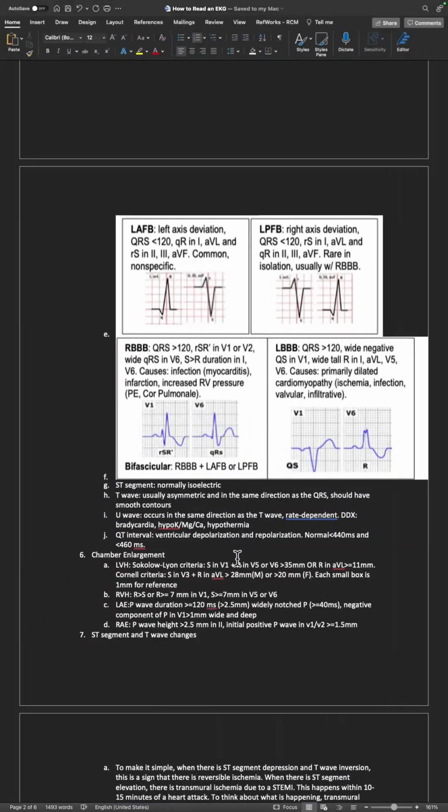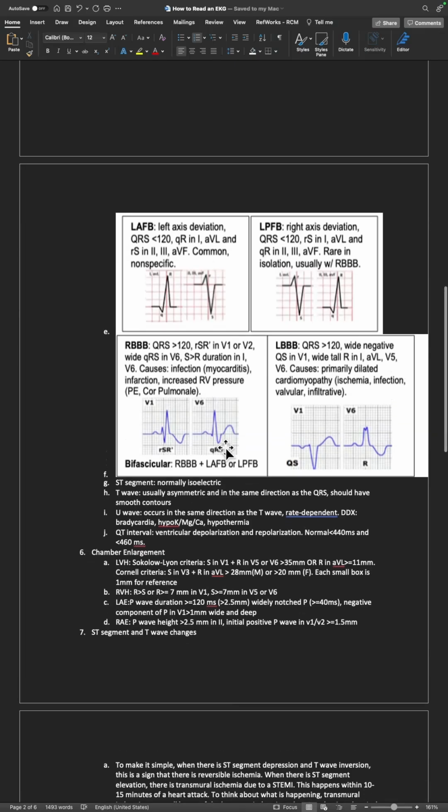Less than 440 in males and less than 460 in females. Then we're going to talk about chamber enlargement.